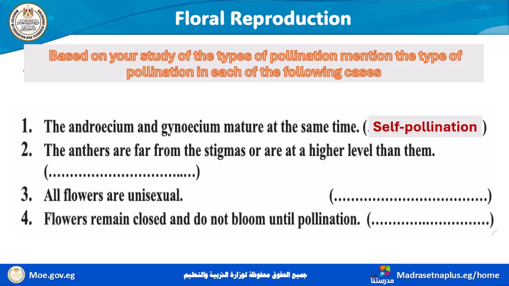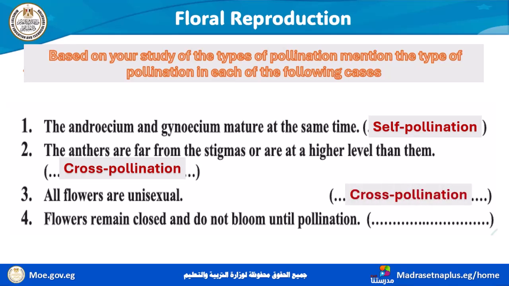So, in this case, cross-pollination takes place. Number 3, all flowers are unisexual. This is a feature that exists in the case of cross-pollination. So, if all flowers are unisexual, the pollen grain transfers from the male flower to the female flower, and this is of course cross-pollination.